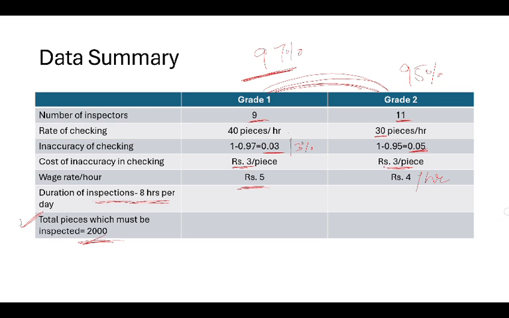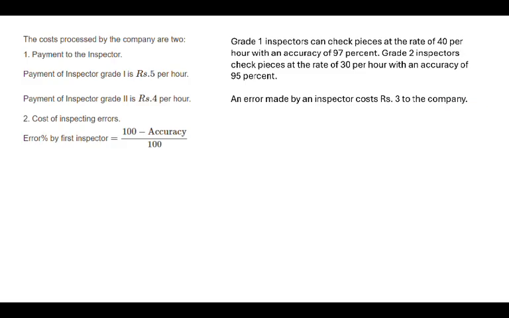Alright, now let's see how to solve this. Now the first thing is we are going to calculate the costs which are incurred by the company. For that, first of all, let x1 be the number of grade 1 inspectors.